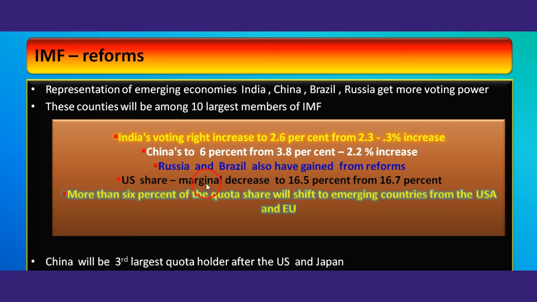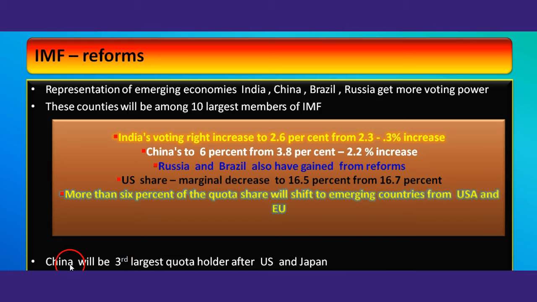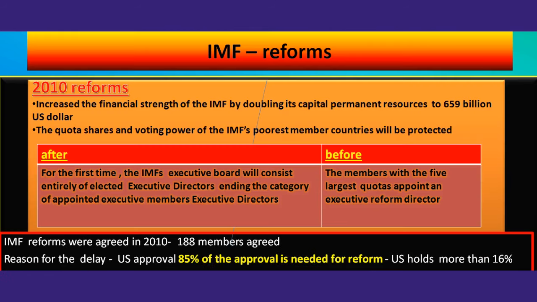US share has a marginal decrease only, to 16.5% from 16.7%. More than 6% of the quota share will shift to emerging countries from the USA and European Union. China will be the third largest quota holder after the US and Japan. International Monetary Fund 2010 reforms are the highlights.